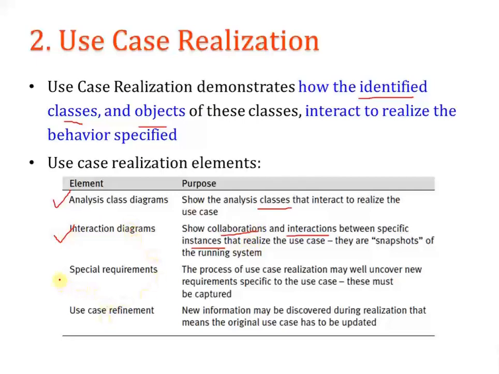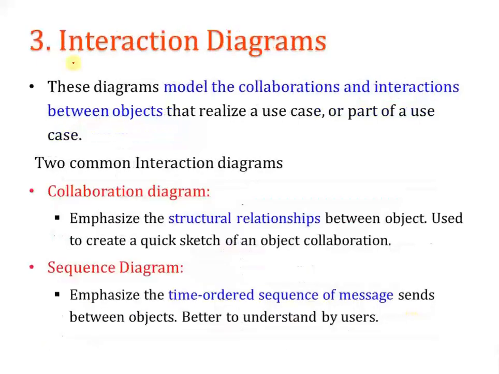Apart from this, we also have special requirements. This says about some specific requirements that are not captured in the previous set. And then finally we will be discussing use case refinement. That is, the extra changes that are going to be made in the use case realization. Next we will be discussing the interaction diagram.